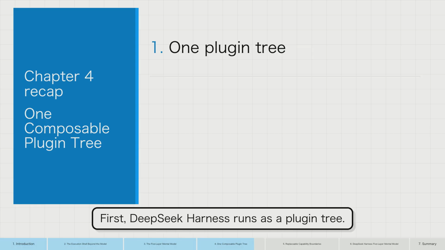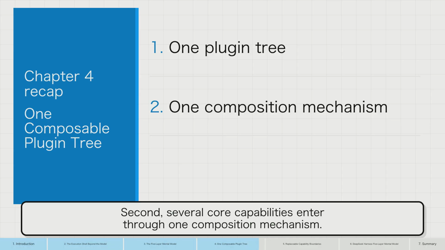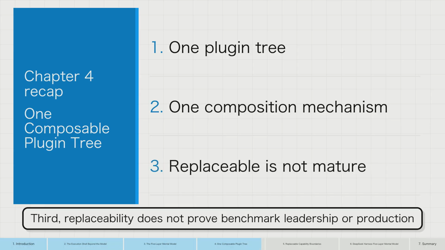Chapter recap. First, DeepSeek Harness runs as a plugin tree. Second, several core capabilities enter through one composition mechanism. Third, replaceability does not prove benchmark leadership or production maturity.